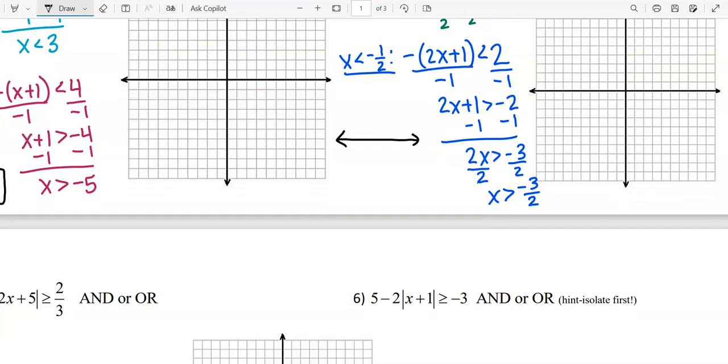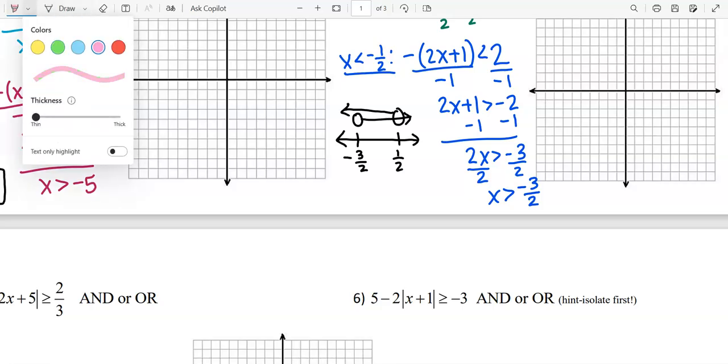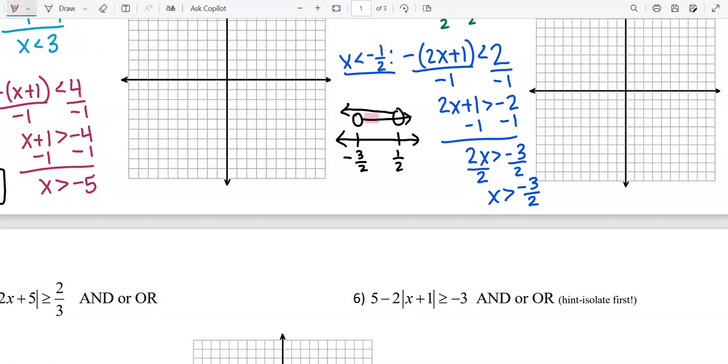What's on the left side of my number line? Negative 3/2, and then on the right side will be 1/2. What's it look like to be greater than negative 3/2? Open circle, which way? To the right. What about less than 1/2? Open circle left. Which situation was this? An "and," so where are my solutions? Between negative 3/2 and 1/2.